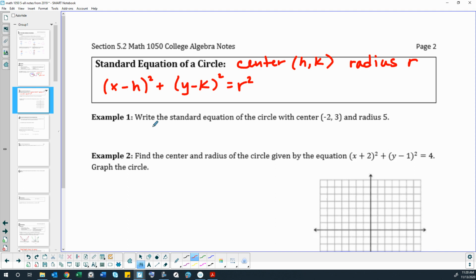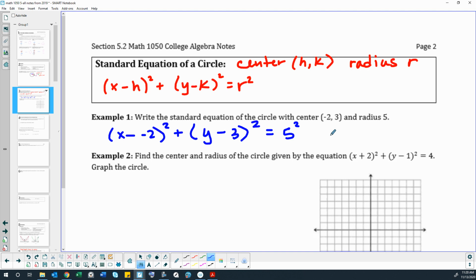Okay, let's write an equation of a circle with the center at -2, 3, and radius 5. We're just going to use our formula. So x minus, and our h value is -2, and then y minus, and our k value is 3. Don't forget the squares, because Pythagorean theorem doesn't work without the squares, and then radius squared. Again, another important part of Pythagorean theorem.